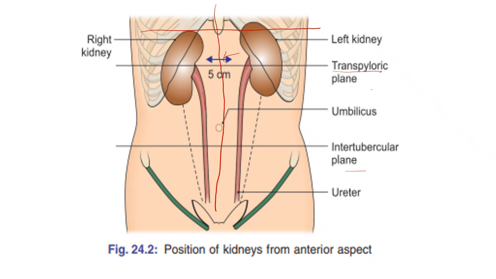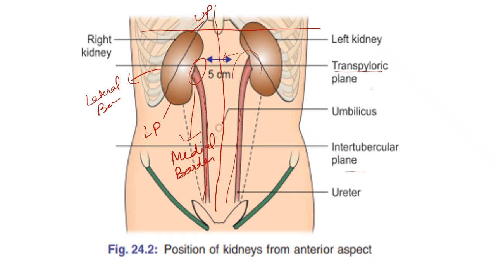This is the transpyloric plane and the intertubercle plane. And this structure is the ureter, which is attached to the hilus of the kidney. Now, when we look at a kidney, firstly it is bean shaped and it has an upper pole. This is the upper pole and a lower pole. It has two borders, the lateral border and the medial border, where the hilum is attached.